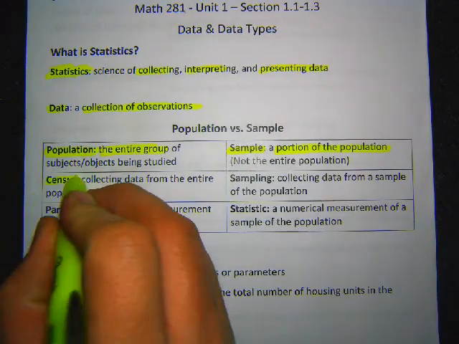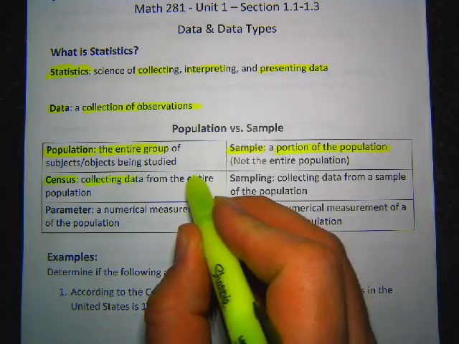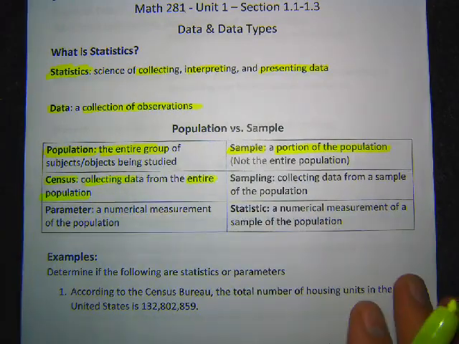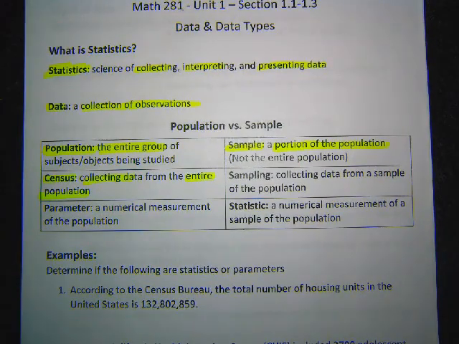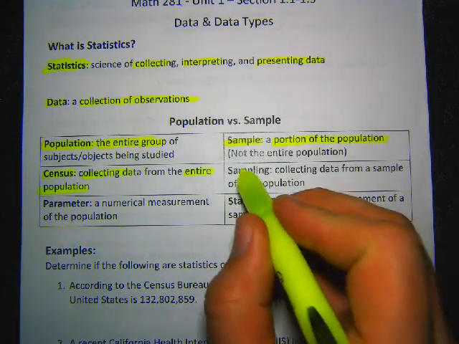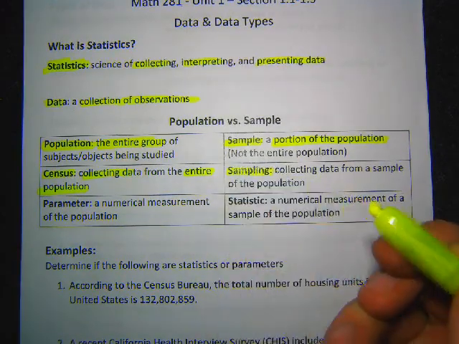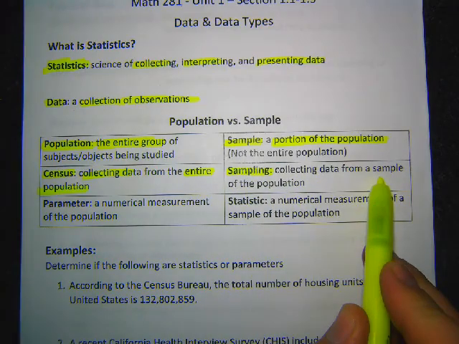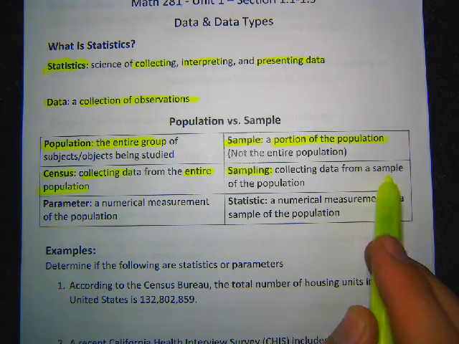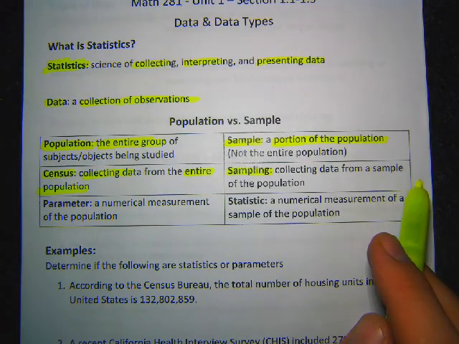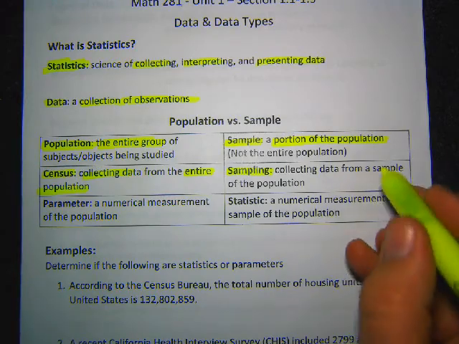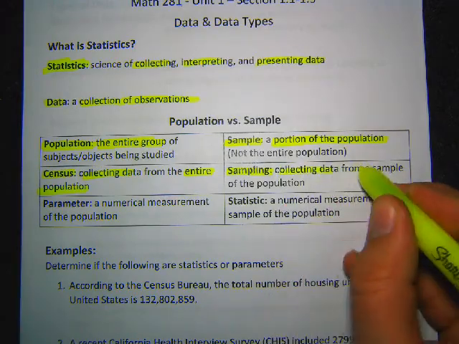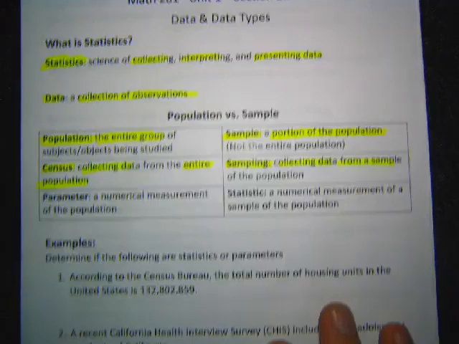Census is a big deal because you're trying to collect data from the entire population. So census is when you measure the entire group, the entire population. The big difference with census versus sampling is that sampling is just collecting data from a sample, so just part of the group. I'm not looking at everybody in the whole US. I might just be taking 10% of them and measuring that. So it's just collecting data from a sample, not the whole thing.